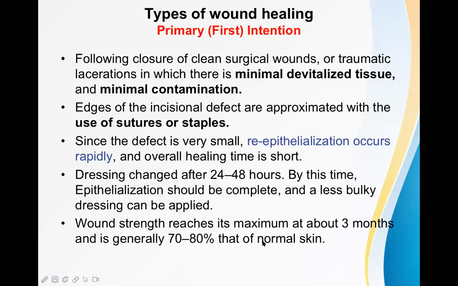In this condition, the wound strength reaches its maximum at about 3 months, and generally it is 70 to 80% of that of the normal skin. And the person can do all routine or general type of activity by this much wound strength. 70 to 80% is a good wound strength. So this is known as healing by primary intention. See this, within 3 months everything will be all right.